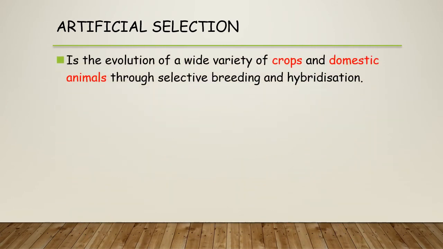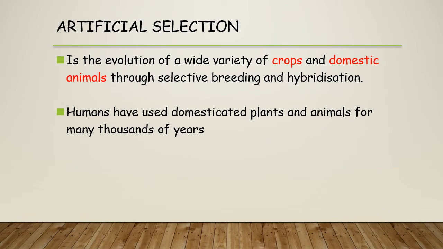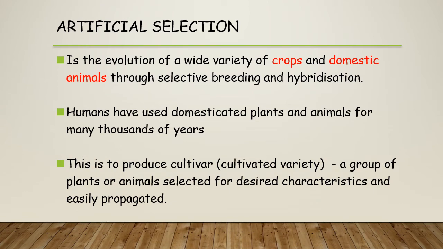So artificial selection is something where we've evolved a wide variety of crops and domestic animals through selective breeding and hybridisation. So that's us, humans, getting involved in selecting animals and selecting plants to breed together. And we've been doing that for thousands of years. So the crops that we use, the animals that we use, have not just randomly come about. We have bred them together successfully in order to produce things like high yield barley, oats, maize, cotton, all those things, as well as dairy cows and meat cows. So we produce these cultivars, a cultivated variety. Those are particular groups of plants and animals selected for desired characteristics, and they're easily propagated, easily reproduced.